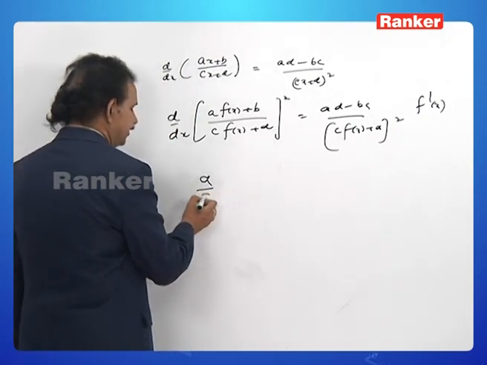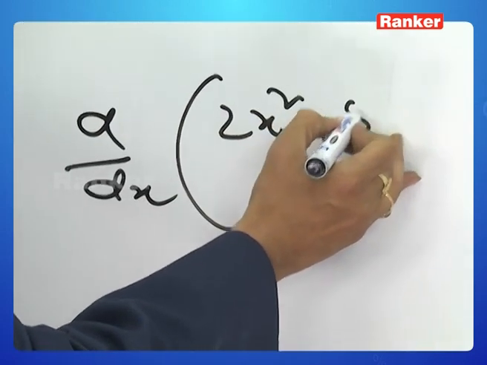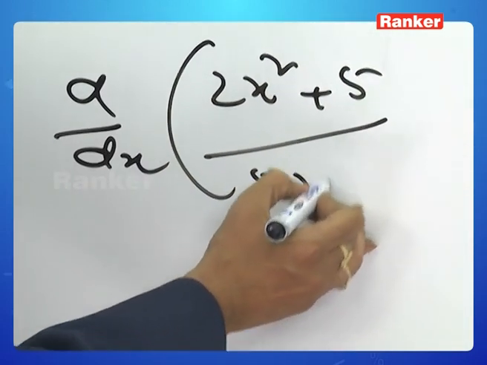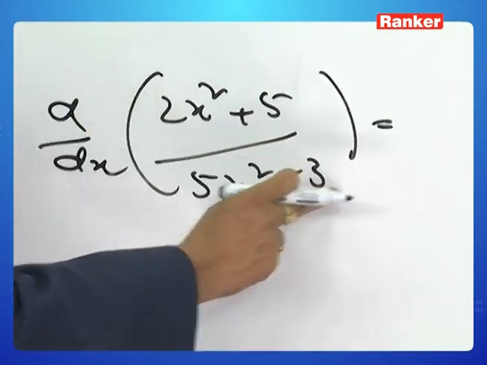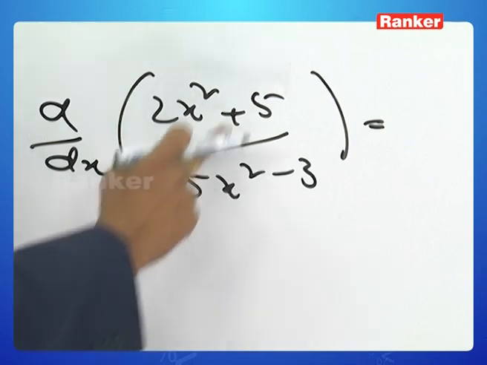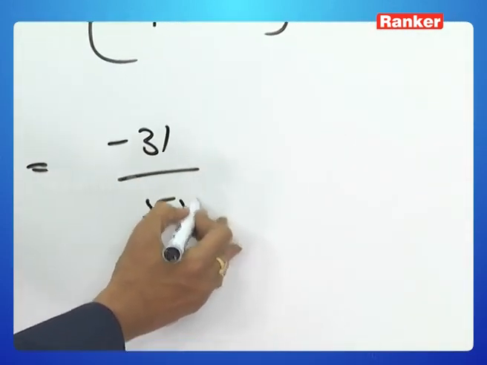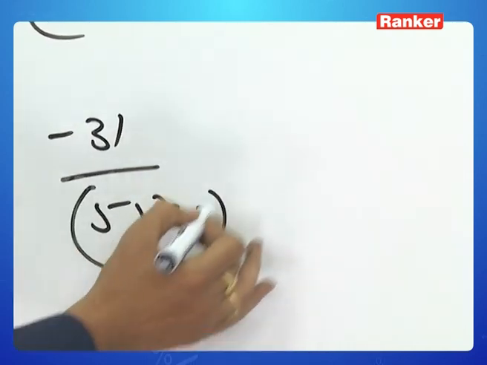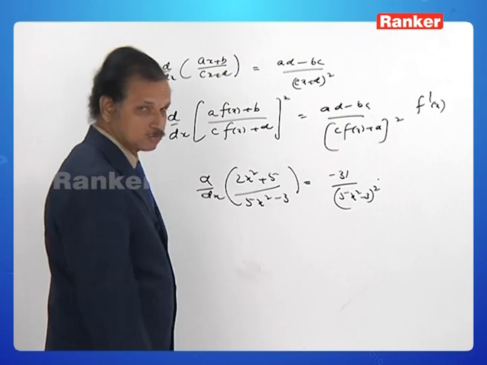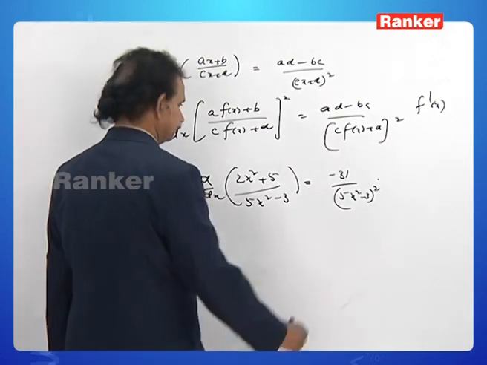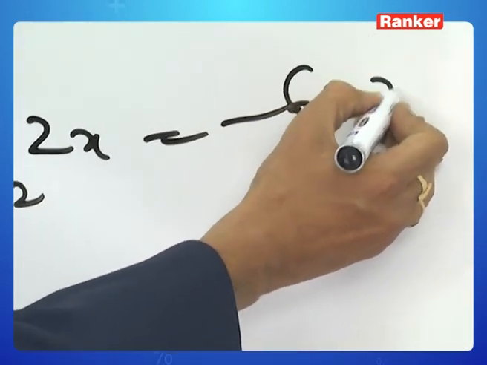d by dx of 2x square plus 5 by 5x square minus 3. What is it? ad minus bc. Minus 6 minus 25 is minus 31 by 5x square minus 3 whole square into, in the place of f of x, we are having x square. Its derivative is 2x. Altogether, it is minus 62x by 5x square minus 3 whole square.